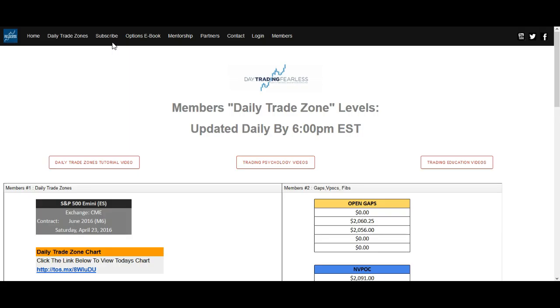So from the members section, all zones are updated by 6 p.m. Eastern time. We update our zones after the market every day, and they're good until the following day when the market closes, that S&P E-mini futures at around 4:15 p.m. So it gives you about a 24-hour window of when to use these trade zones.